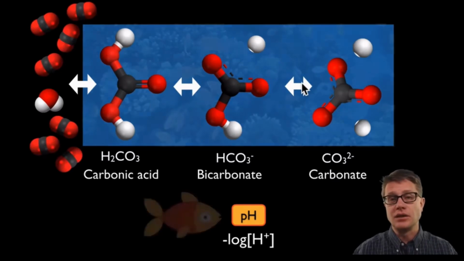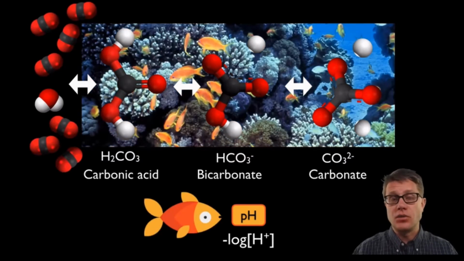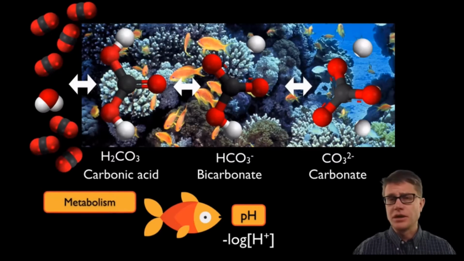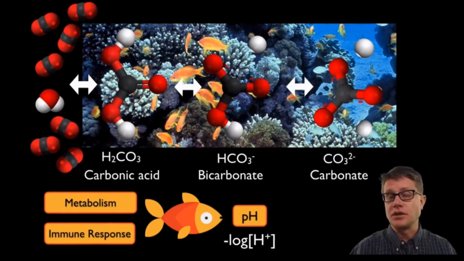Why is this a big deal? Well, life exists in this water, and life is regulated by proteins, and proteins require a specific pH. So studies are showing that if we decrease the pH and make it more acidic, organisms are having a decrease in metabolism, and they can have a decrease in their immune response as well.